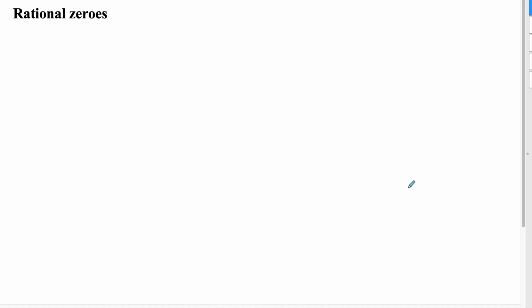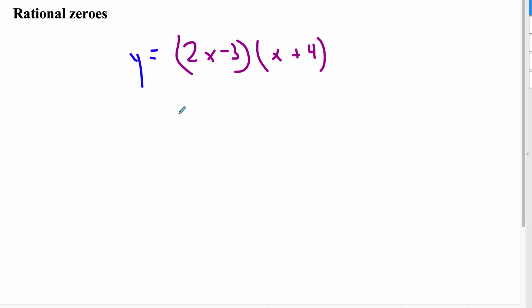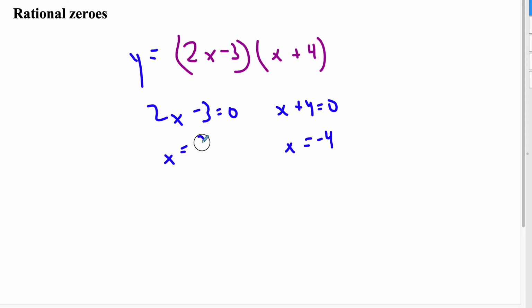Okay. Now, rational zeros. So it turns out that if we are looking at something like 2x minus 3 times, let's say, x plus 4, when we are solving this, this is some function y, right? So we know that one of our zeros is when 2x minus 3 equals 0. We know the other one is when x plus 4 equals 0. So that's easy. It's x equals negative 4, and x equals 3 halves. That is, we add 3 and we divide by 2.